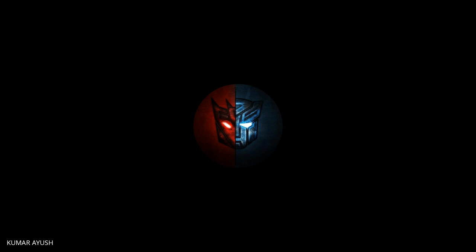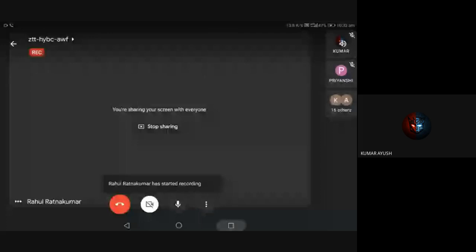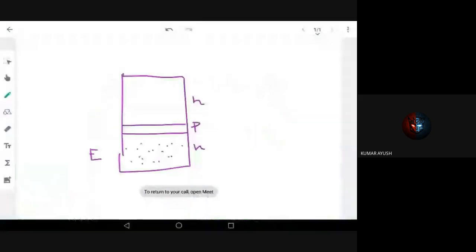So this is emitter. Sir, screen is not visible. Oh, sorry. Okay, sorry. So fine. So this is our transistor. This is emitter. We have base and collector.